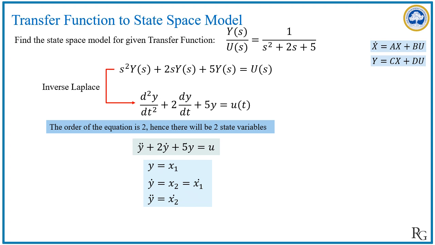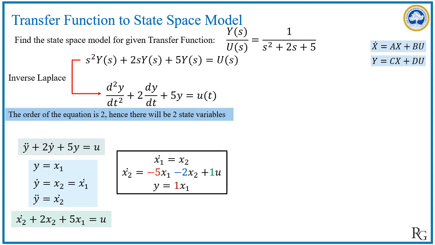Now what we have to do is just replace all those values in our given equation. So if we replace the y double dot with x2 dot, plus 2 times y dot will be replaced by x2, and y will be replaced by x1, so it will be 5x1 is equal to u.